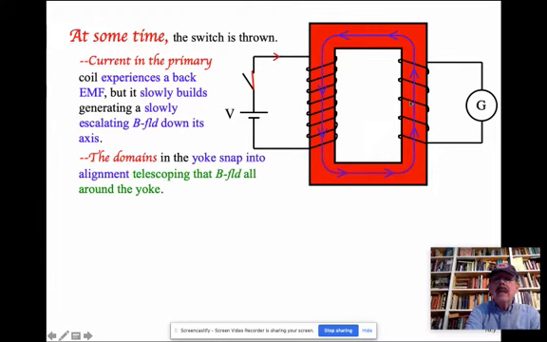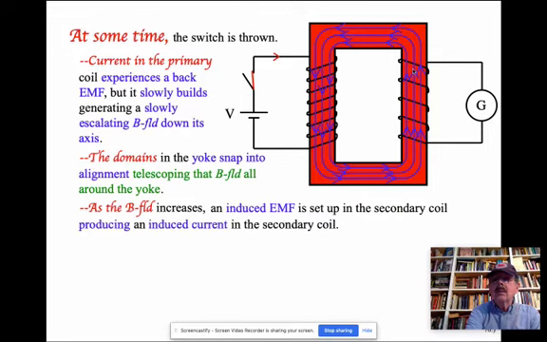And as that magnetic field builds up in the secondary coil, you're going to get a changing magnetic flux through here. And that changing magnetic flux is going to induce an EMF, which is going to induce a current. So while the magnetic field is building up, you're going to get current in the secondary coil, which means you have transferred power from the primary coil, the primary circuit, to the secondary circuit.